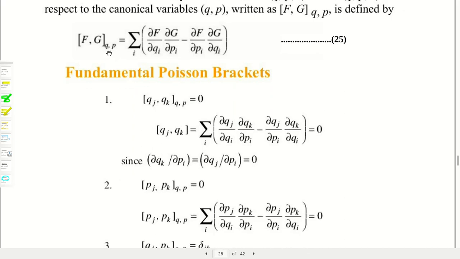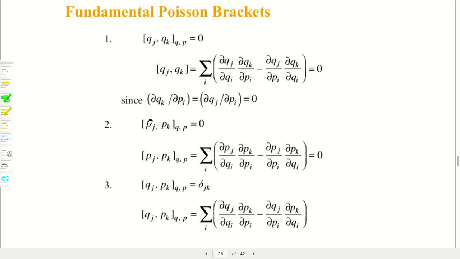And here you can see the subscript q comma p is there to make you remember that the derivatives are all with respect to the old generalized coordinates and momenta. So let us take another example. The pj, pk Poisson bracket will be 0 for the same reason, because the term del pj del qi is 0, and del pj del pk and del qi is also 0, so the whole term is 0.